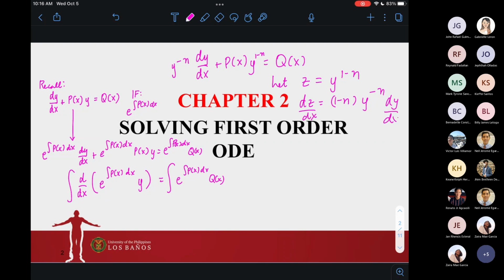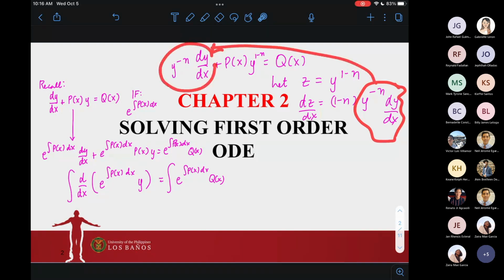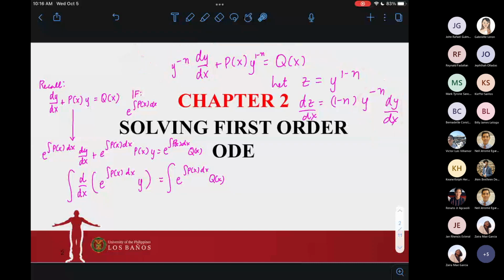We differentiate with respect to x. Etong y to the power negative n dy over dx, siya yung pampalit natin dito sa magiging dz over dx na lang to times some constant. So almost meron ka ng dy over dx. So you just need to divide both sides of the equation by 1 minus n. So yun yung idea paano mag-solve ng Bernoulli's equation. Kailangan lang mag-substitution tayo ng z equals y to the power 1 minus n para masulat natin siya in standard form ng isang first order linear differential equation in a new variable, say z.